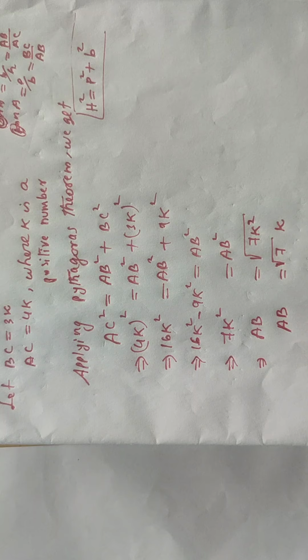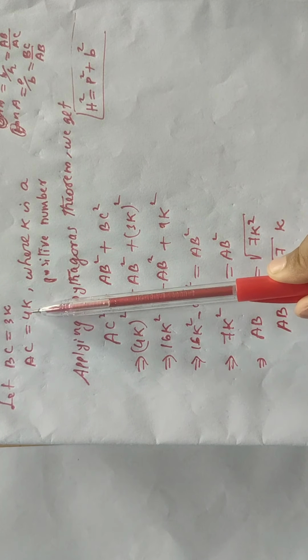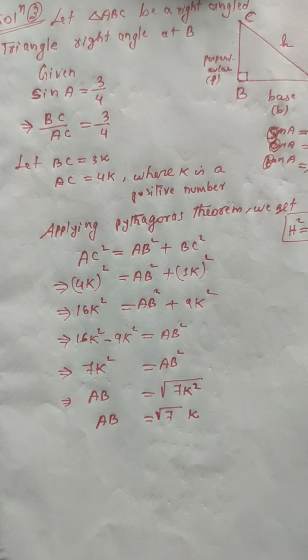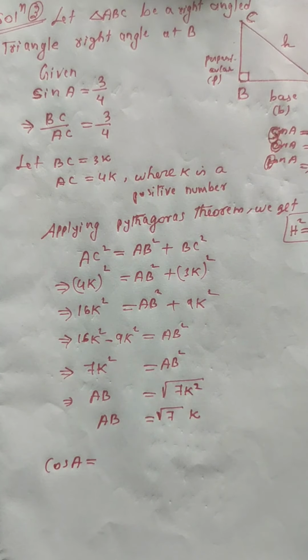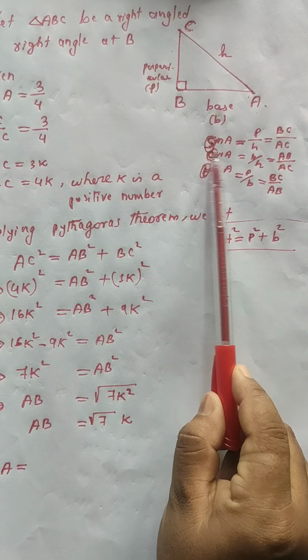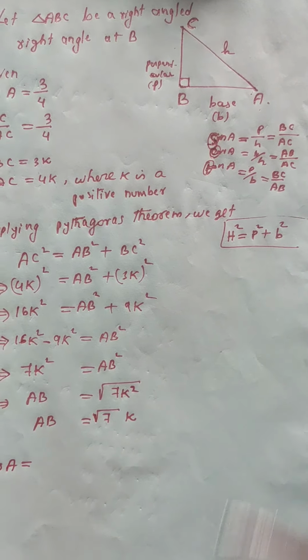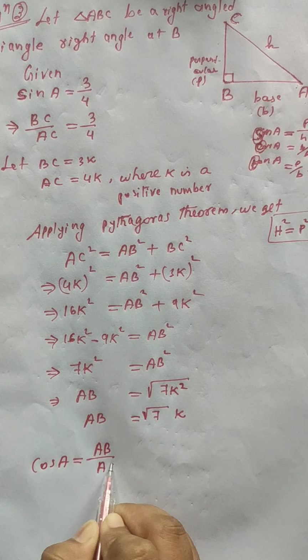Now we got all the three sides of the right angle triangle. BC is 3k, AC is 4k, and AB is root 7k. Now we have to find out the value of cos A, right? So cos A equals, what is the formula for cos A? Look at here. Cos A is base by hypotenuse, AB by AC. Write down here, AB by AC.